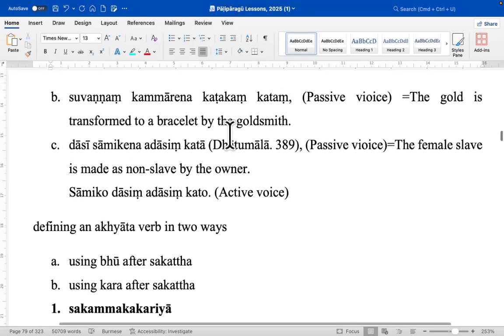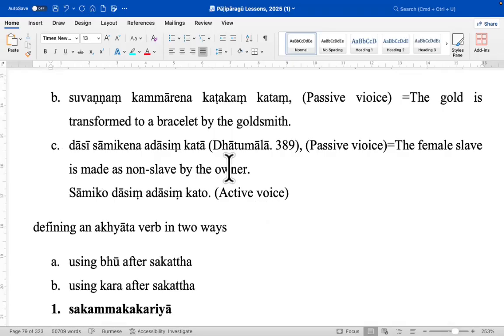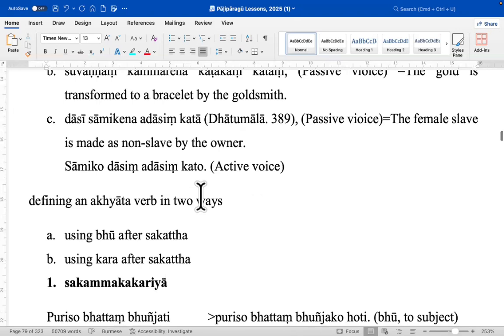Okay, so karana. So you want to change kata to karana, right? Yes. Kata, kato. No, you use the active voice. Don't use the passive voice. Yes, that one. Okay. Kata karana. So the same, the same karana.